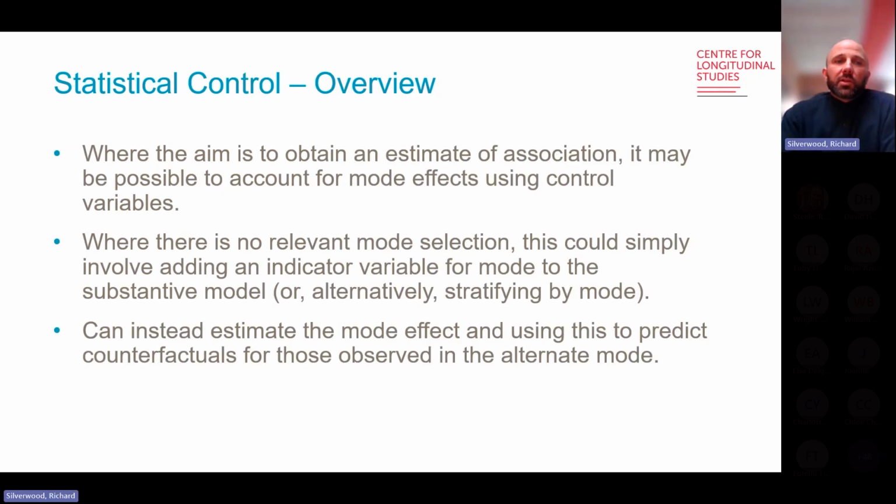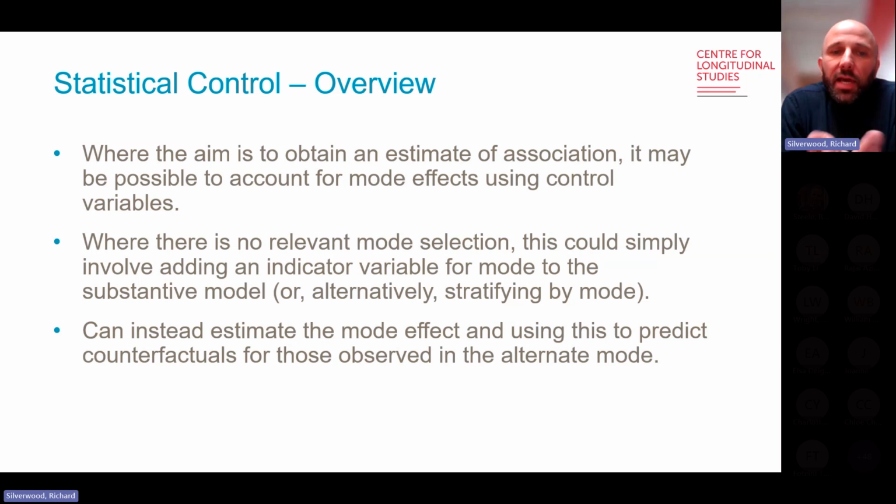So the first method I'm going to look at is statistical control. If we're interested in obtaining an estimate of association, it might be possible to account for mode effects using control variables. George has already set out some examples of where this might be possible. If there's no relevant mode selection, this might just be adding an indicator variable for mode to the substantive model, or alternatively stratifying by mode.